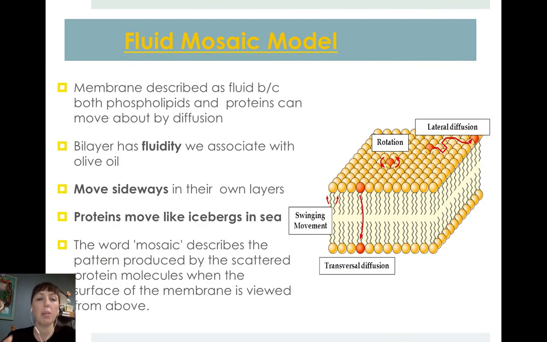So, coming back to the fluid mosaic model. The membrane is described as fluid because both phospholipids and proteins can move about by diffusion. Okay, the bilayer has fluidity, and you can think about the viscosity that is similar to olive oil. Okay, which means that they can move sideways in their own layers. Okay, proteins move like icebergs in the sea. The word mosaic describes the pattern produced by the scattered protein molecules when the surface of the membrane is viewed from above.